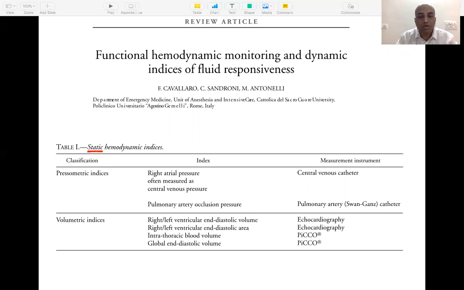So whenever we are talking about volume status, probably the volumetric indices will be more sensitive or specific. But it is very difficult to measure these volumes. So what we usually do is measure the pressure indices and try to extrapolate those data to assess the volume status. And this relationship is only applicable if the conduit has a fixed compliance.